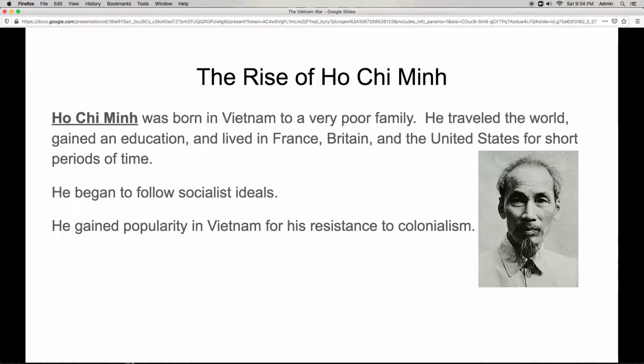He's going to return to Vietnam being a socialist, being pro-communist, and he's going to gain the support of the Chinese, China, Mao Zedong, and he's also going to gain the support of the Soviet Union. And they're going to help him build an army. They're going to call it the Viet Minh. It'll change to the NVA after that.